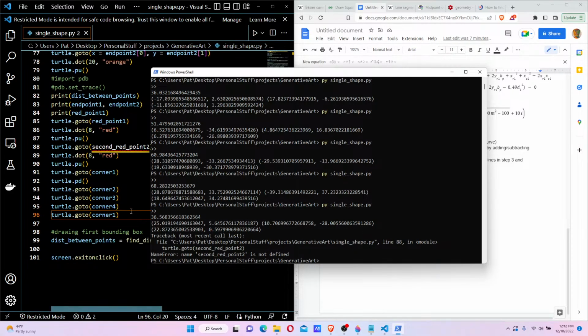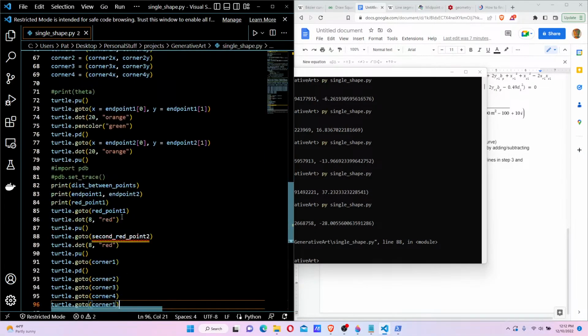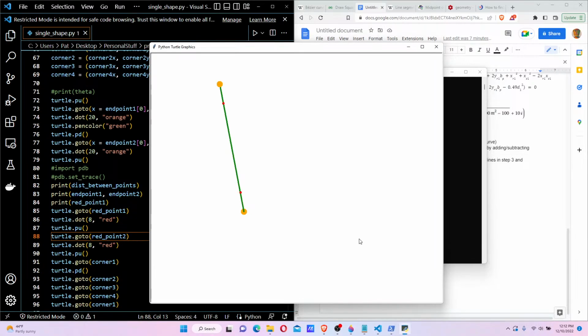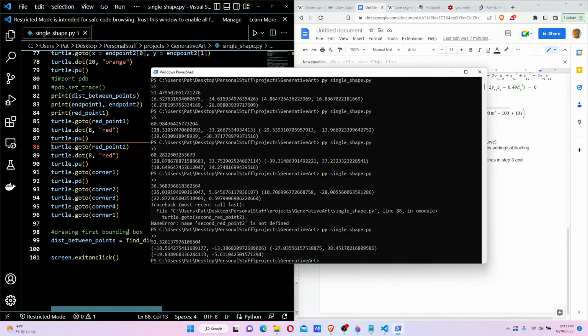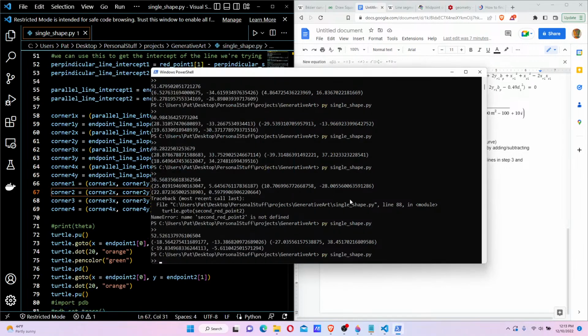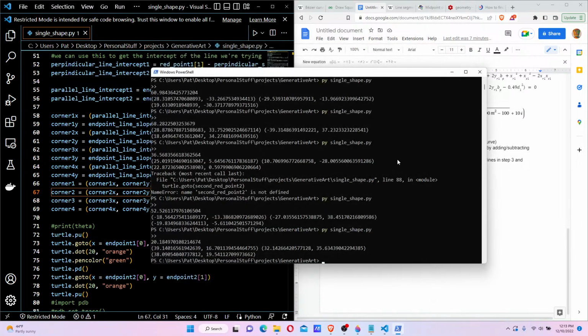Second red point 2. Oh. So this is just red point 2. Cool. Okay, now run it again. It draws the corners. It draws the stuff no problem, but gets lost when it comes to time to draw the rectangle. Yeah, it draws those really well.